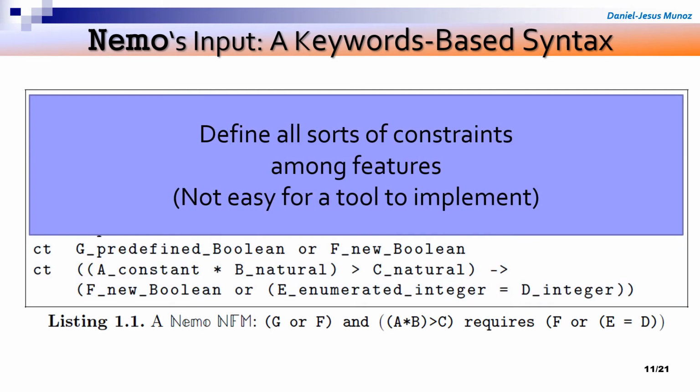Then we have the constraints. First constraint, and we can see written the constraint in the listing text. We are checking that G or, if one of the two Boolean features must be present in the configuration. And then we have an arithmetic one, where A multiplied by B must be greater than Z, and that implies that Boolean feature F or E equal to D must exist.